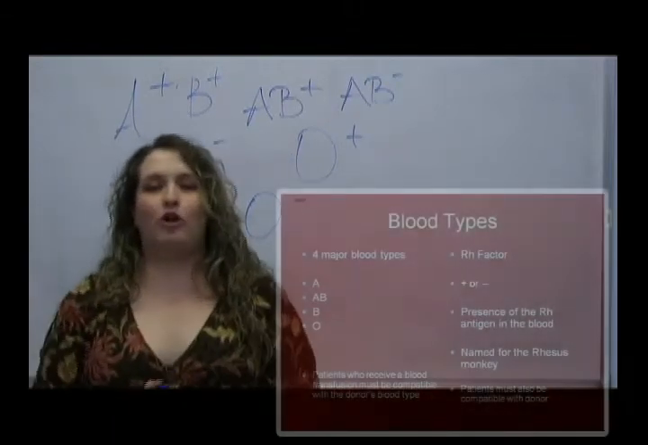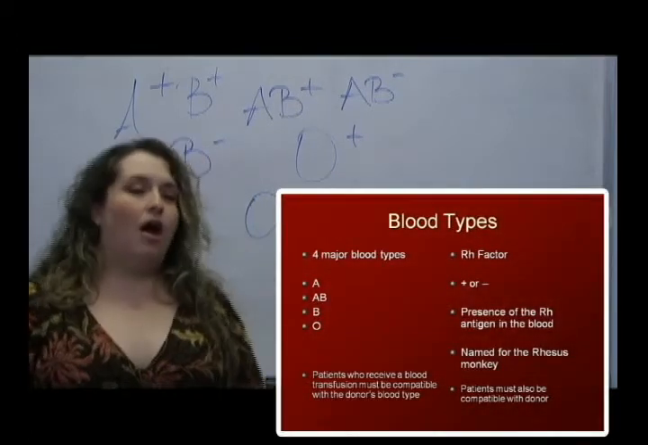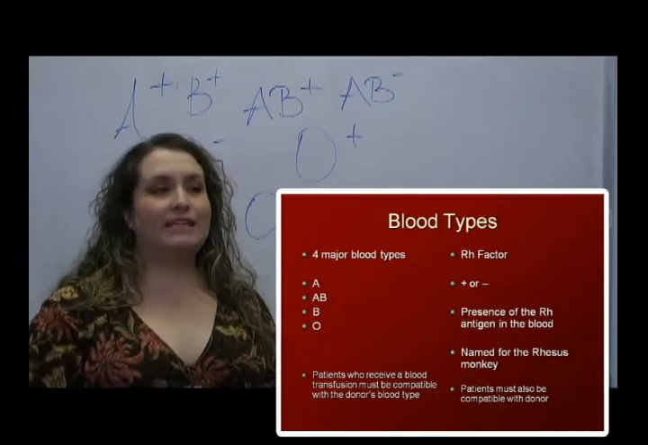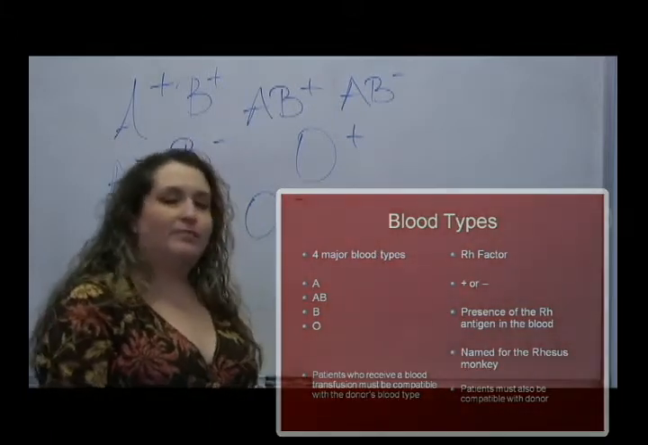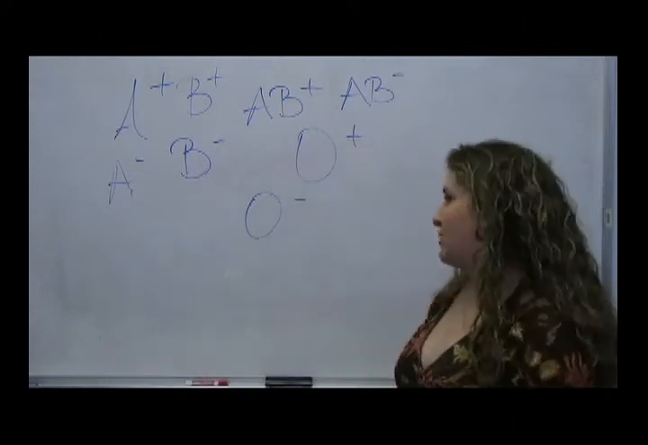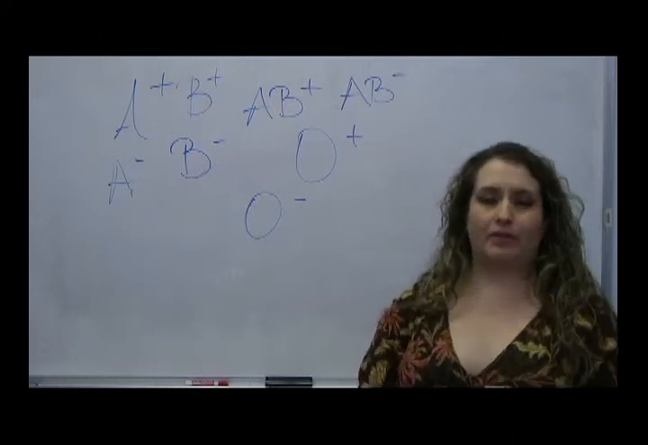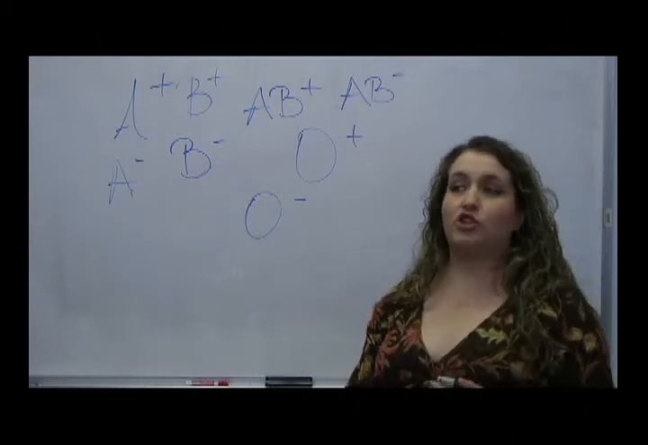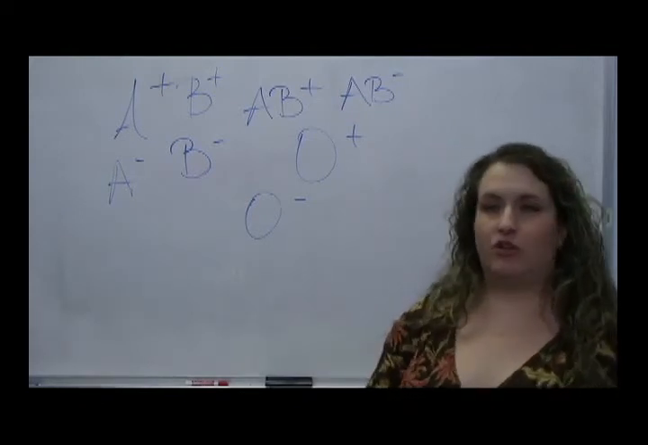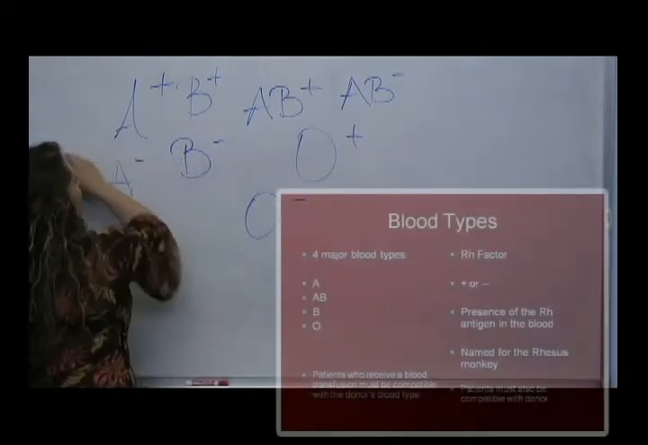Okay. Now, the four major blood types, A, AB, B, and O, okay, are a type of blood typing that recognizes that a patient who receives blood from a donor, or a blood transfusion, must be compatible with the donor's blood type. Okay, so if a person has A positive blood, the donor must also have A positive blood or O positive blood in order to be compatible. The four major blood types are A, B, AB, and O.